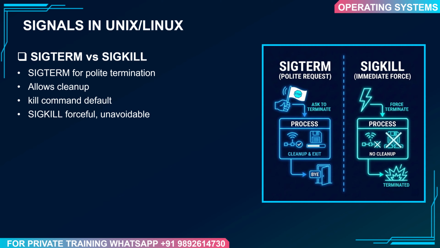This is different from SIGKILL, which is a much stronger signal. SIGKILL immediately terminates the process, and the process cannot ignore or handle it. It is like cutting the power instead of asking politely.